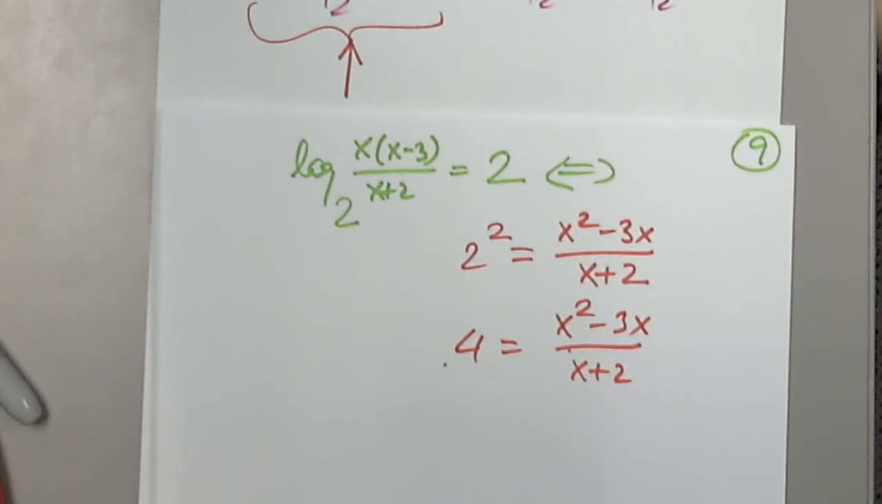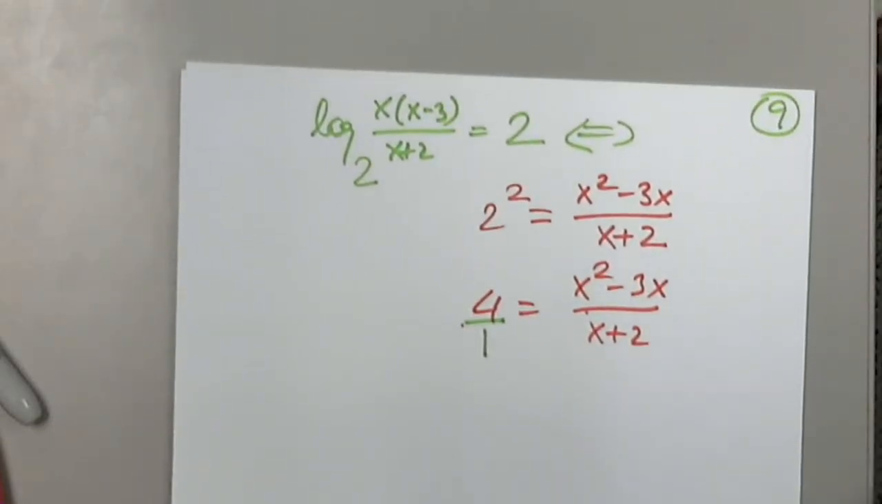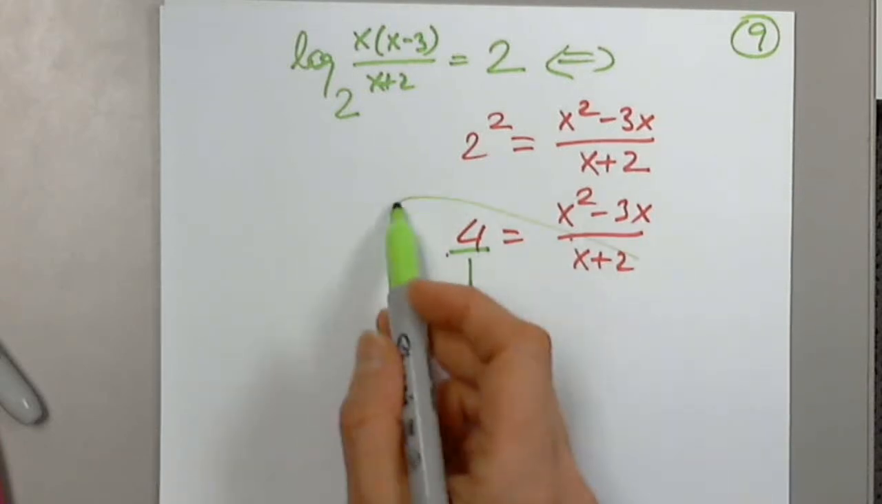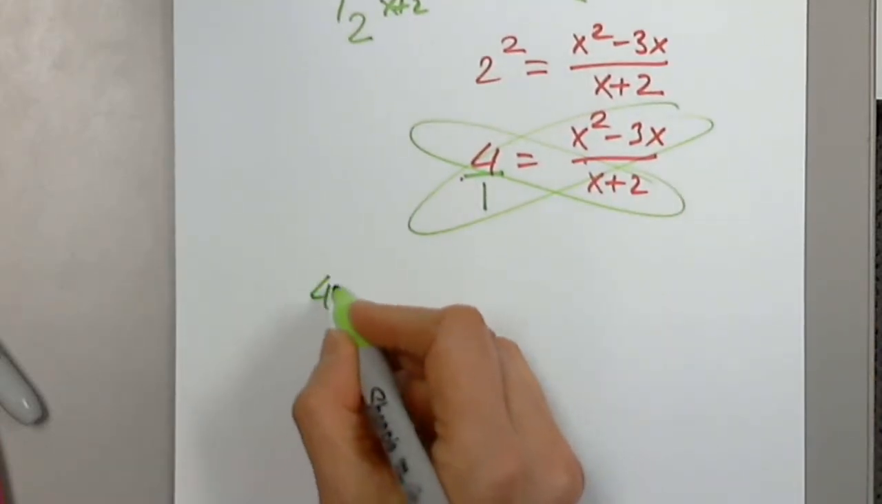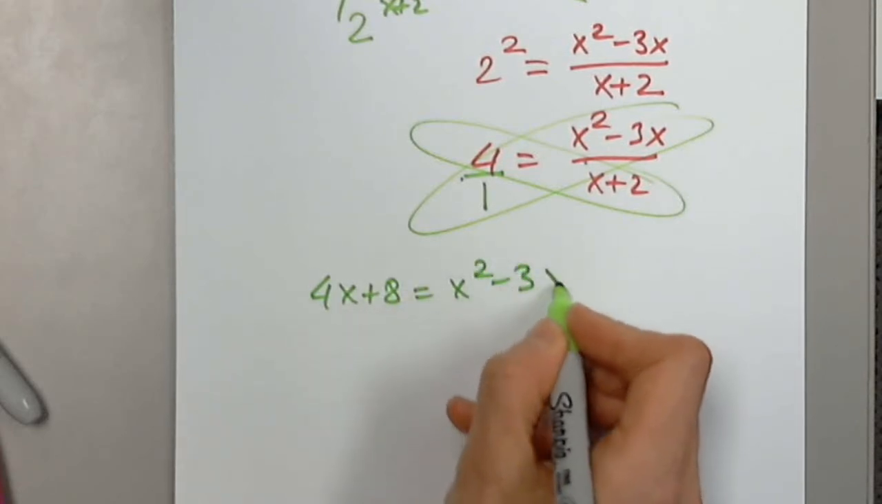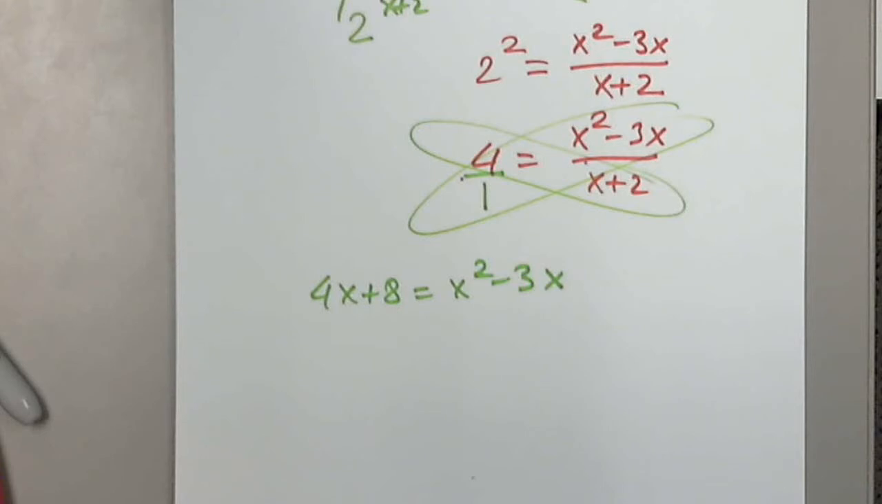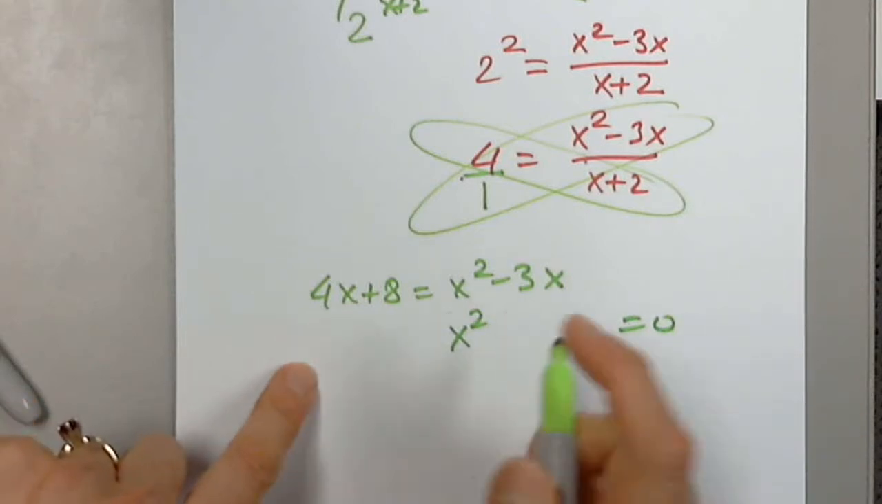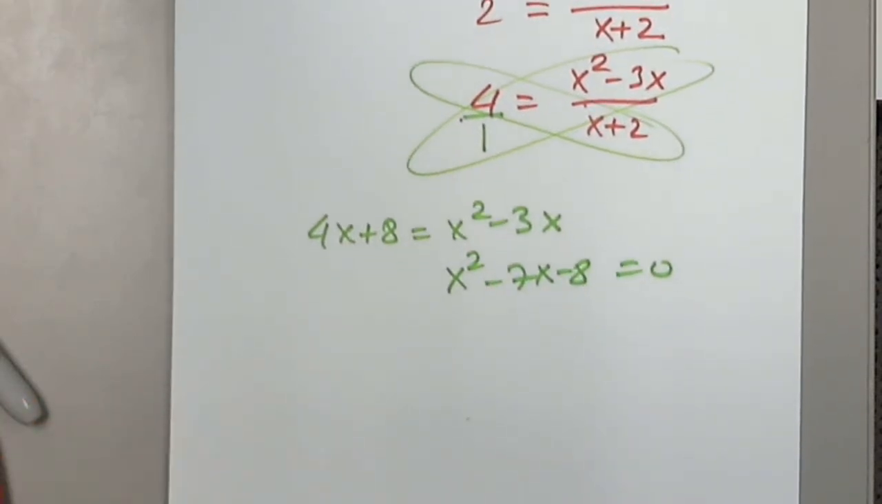Rational? Yes. Here's your hint. And then what do I do? I put the hint for you. Exactly. So 4x plus 8 equals x squared minus 3x. Now I'm asking you again, what type of equation is this? Quadratic. How do I solve it? X squared, I move everything to one side, set it equal to 0. X squared minus 7x minus 8. I moved 4x and I moved 8.